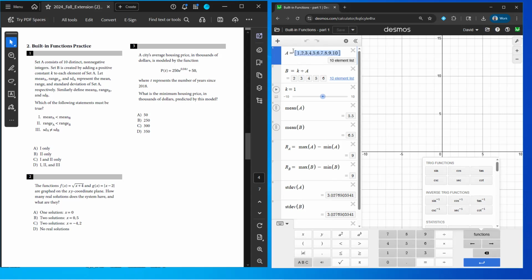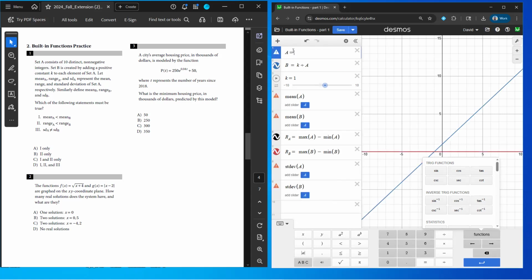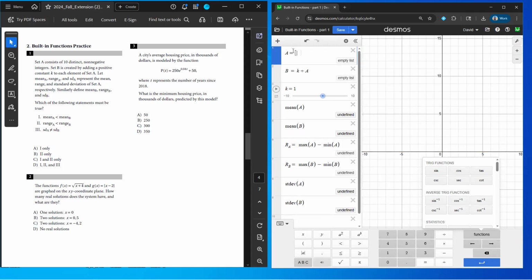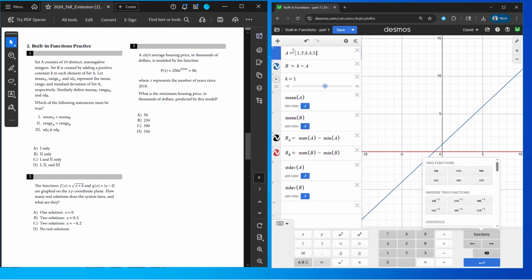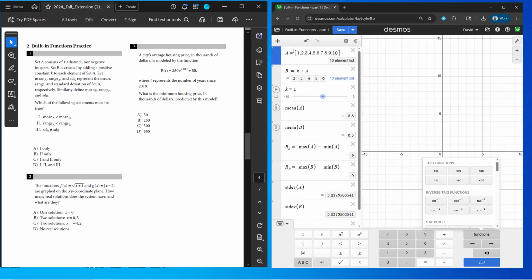So a list is you type in something, so it could be A or X1 or something like that, and then you do a square bracket, and then you can type in numbers. So I'm typing in 10 numbers because the question said 10. It did not have to be in consecutive order, but it didn't say it couldn't be either. So I'm just doing these as an example.